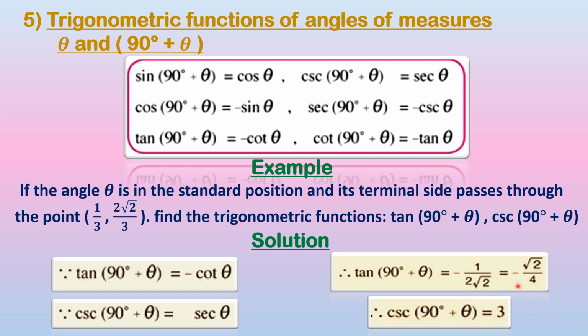The other one: cosec(90 + θ) equals sec θ. Why? Because 90 plus θ is in the second quadrant, so cosec will be positive. So the sign here is positive. And cosec is converted to sec because we see 90. Sec is the reciprocal of the cosine, and cosine is x in the ordered pair. So cosec(90 + θ), as we see, equals 3.